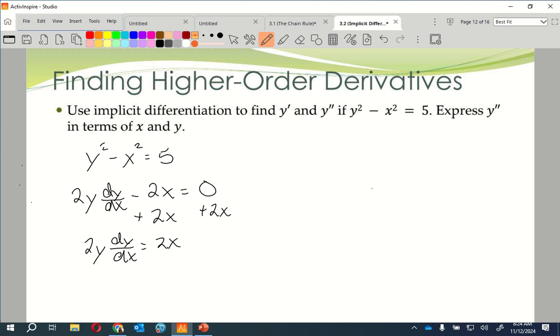Now, to get the dy/dx by itself, I need to know that, hey, this is a multiplication happening right there. Christian, how do you undo a multiplication? Yeah, very good. I'm going to divide both sides by 2y. So I should get dy/dx is equal to, can I reduce? Yes, x over y. So that is my first derivative.